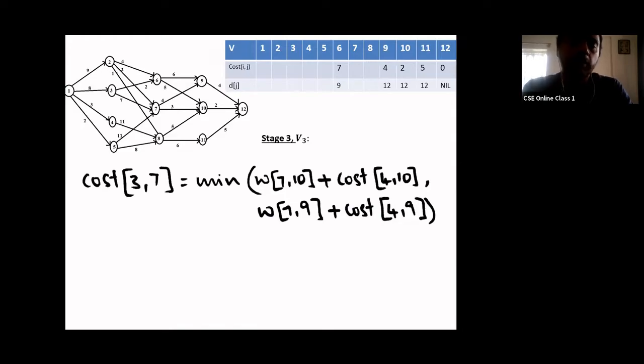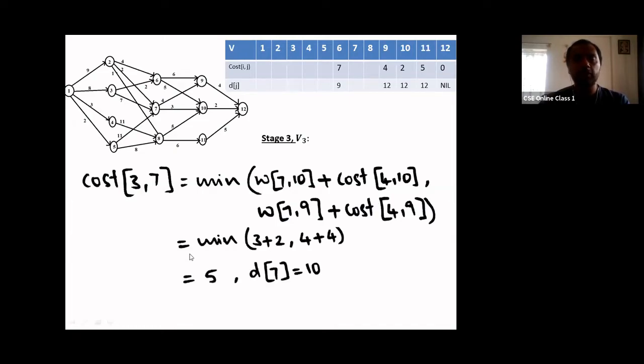Then similarly, third stage vertex 7. It also has two outgoing edges. So we need to find the minimum path from 7 to sink. So the weight of connecting from 7 to 10, that is W of 7 to 10, plus the cost of connecting from 10 to the sink node. Same way, weight of connecting from 7 to 9, then shortest path from 9 to sink, that is 4, 9.